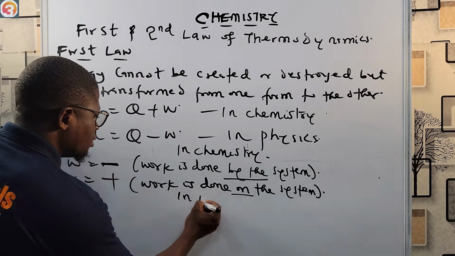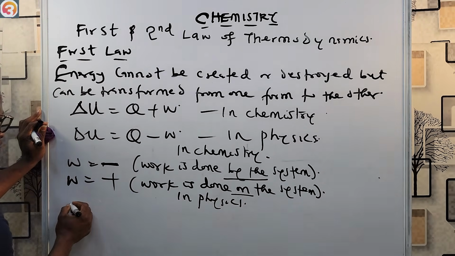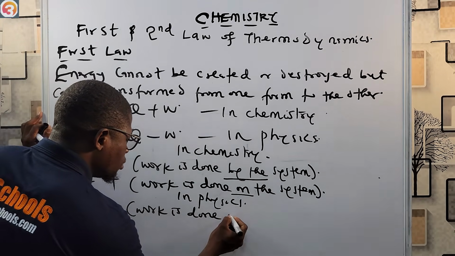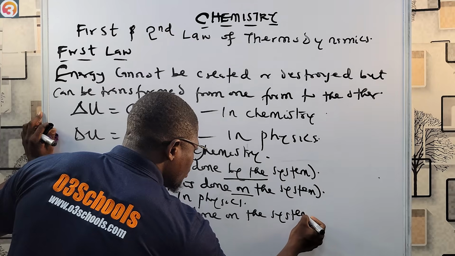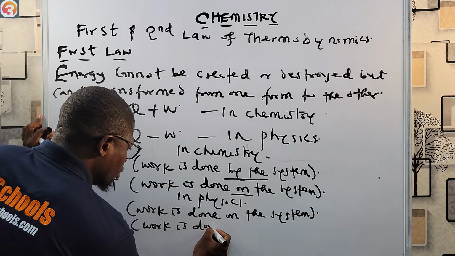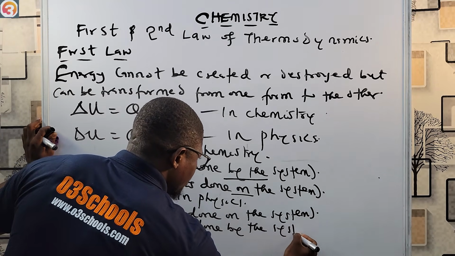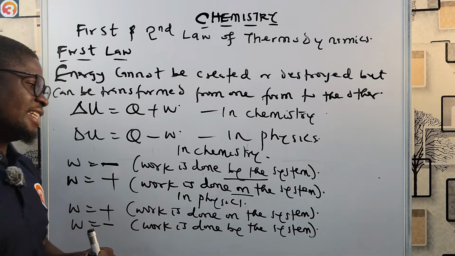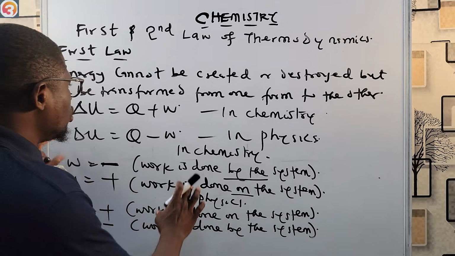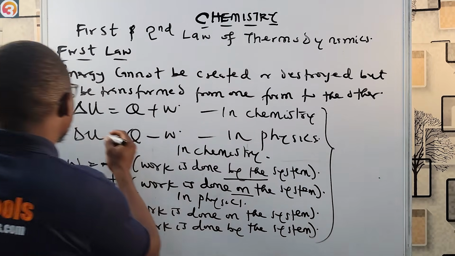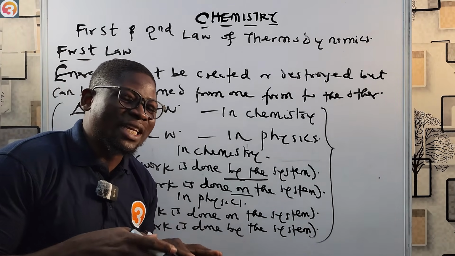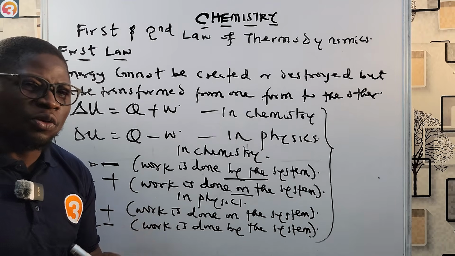Now, in physics, W is positive when work is done on the system, and then W is negative when work is done by the system. It's the reverse here. Now let me explain it. When you are in that gym, for example, the difference between these two, in physics and in chemistry, is the point of view taken by the scientist.